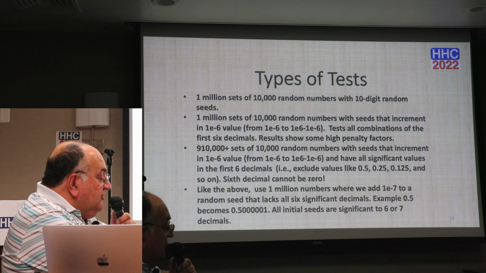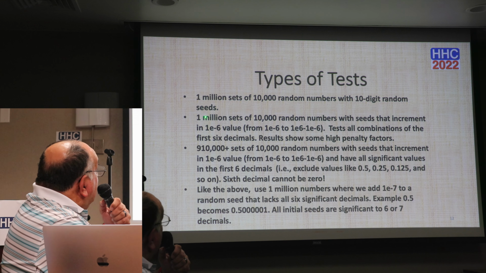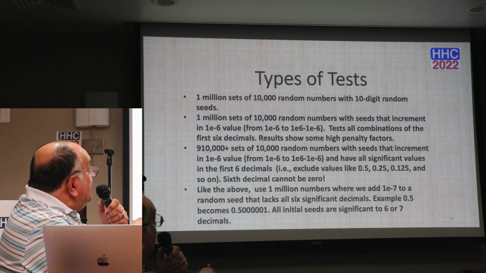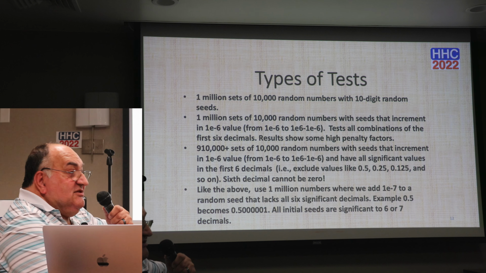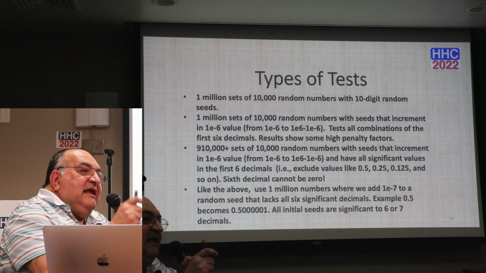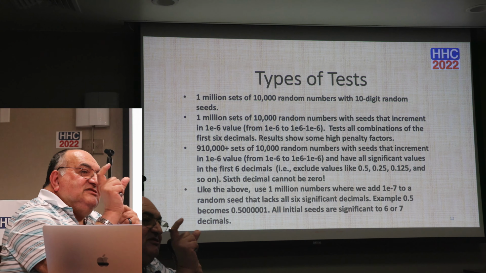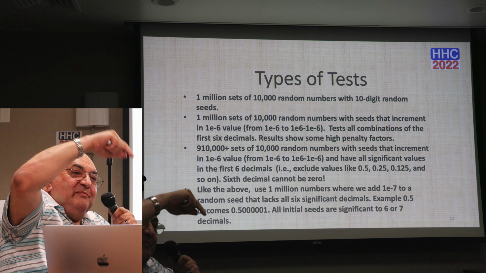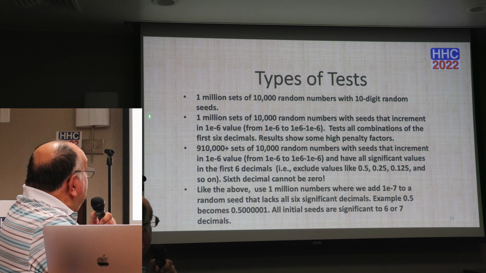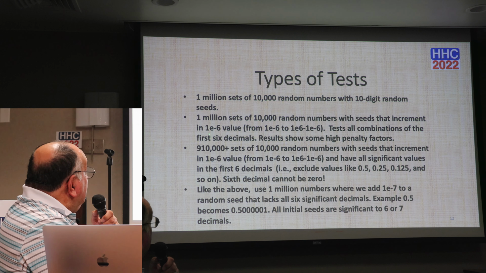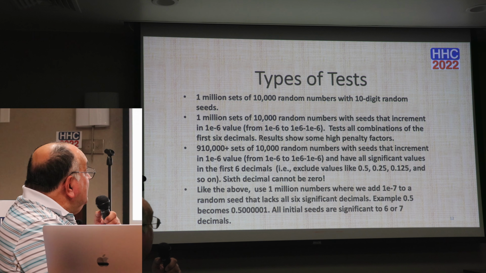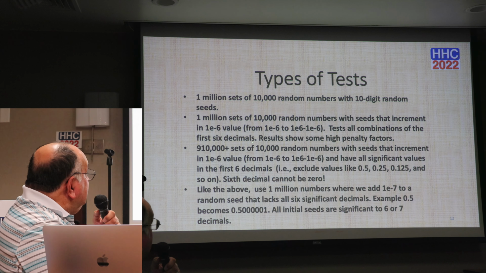Now the types of tests I do: I generate 1 million sets of 10,000 random numbers with 10-digit random seeds. Then I said, if I'm generating 1 million random numbers, I can actually take the first 6 decimals and go through every combination possible. This sounds great. So I did 1 million sets of 10,000 with seeds in increments of 1/1,000,000, from 1 millionth to 1 millionth short of 1 million. This tests all the combinations of 6 decimals.